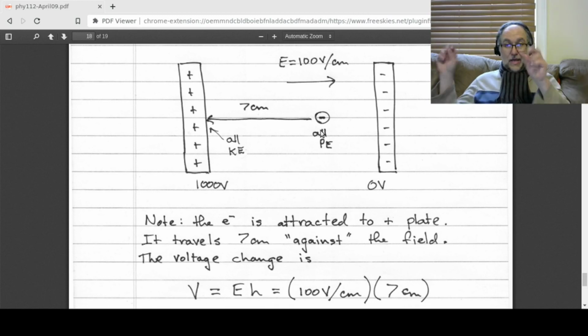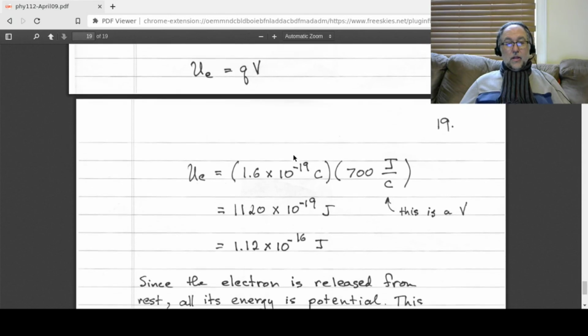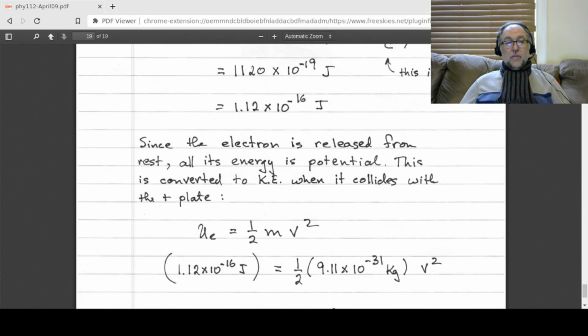And so it's dropping 700 volts from there to there. Well, at the top of the hill, it had all potential energy, and then when it gets to the bottom, all that potential energy is going to be converted to kinetic energy. So the kinetic energy is going to equal the potential energy. Kinetic is calculated with 1/2 mv squared. The potential energy, we worked that out already. It's 1.12 times 10 to the minus 16 joules, and that's going to equal 1/2 times the mass of the electron, which I gave you above. It's 9.11 times 10 to the minus 31 kilograms, and we've got v squared here.